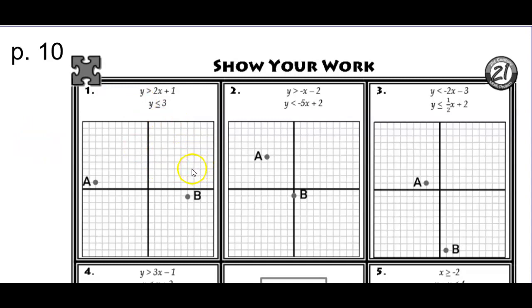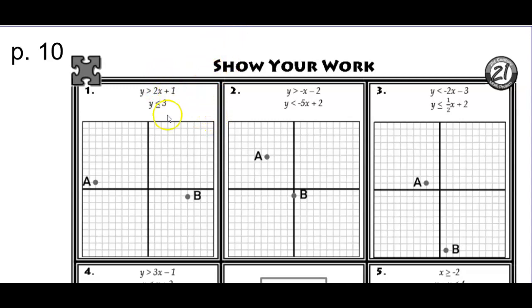So we're going to graph each of these. We're going to shade them. And the goal is to figure out which of these 2 points, if any, are in the shaded region. Some of them are going to be just one of them. Some of them are going to be none, and some are going to be both. So you just have to graph them carefully. I'll show you how to do the first one, and you're going to do the rest.